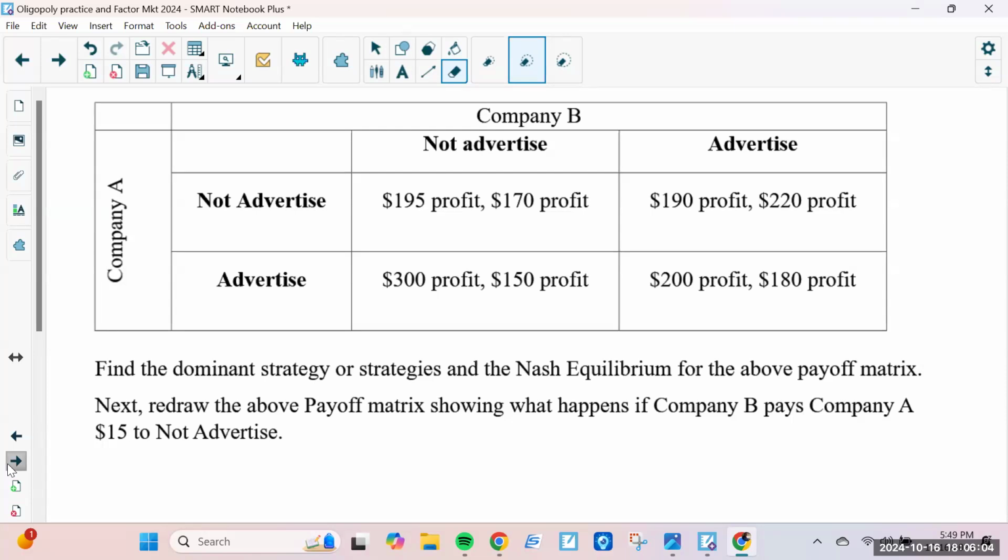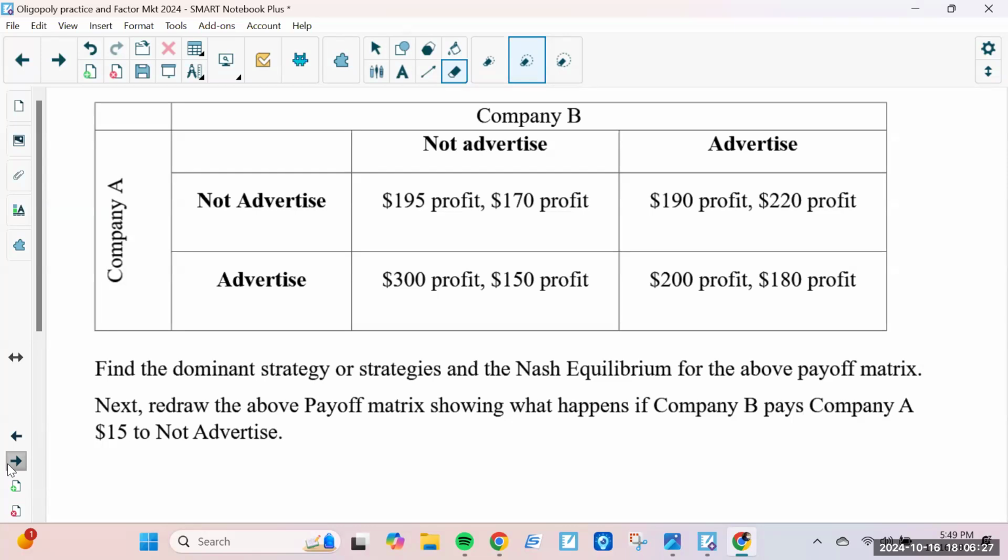All right. So I gave you this with company A, company B. Their options are advertise, not advertise. You're supposed to find the dominant strategy or strategies and the Nash equilibria for the payoff matrix. And then they want you to redraw the payoff matrix, showing what happens if company B pays company A $15 to not advertise. So let's start with this.